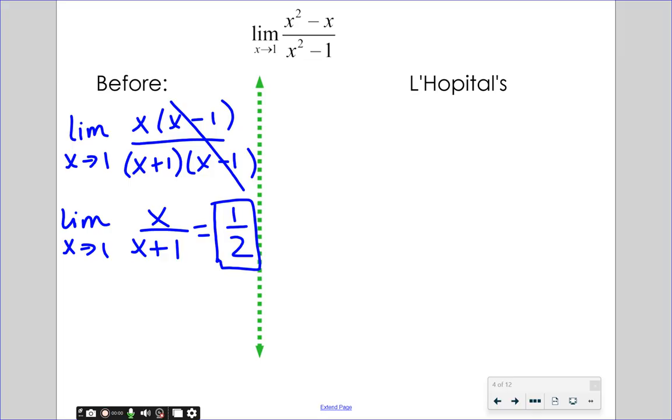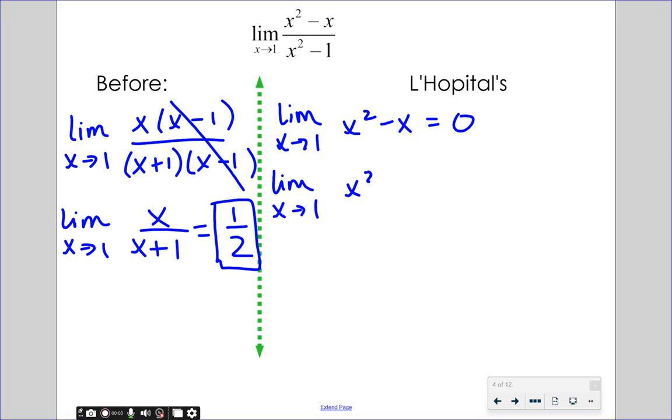Here's what you have to do if you're going to use L'Hopital's rule. We have to first state that the numerator's limit and the denominator's limit both equal 0 separately. This is the part that is a little bit annoying. Limit as x approaches 1 of x squared minus x equals 0. Limit as x approaches 1 of x squared minus 1 equals 0. So you have to say that first. Then you can apply the rule.